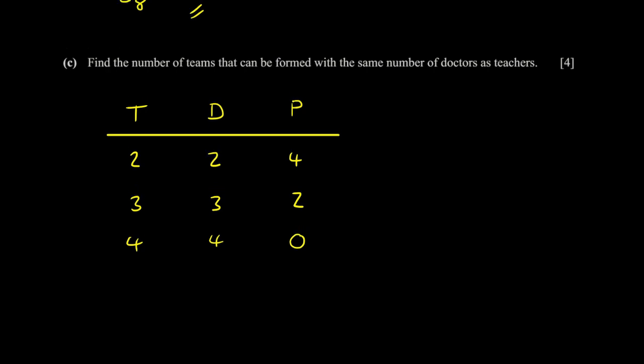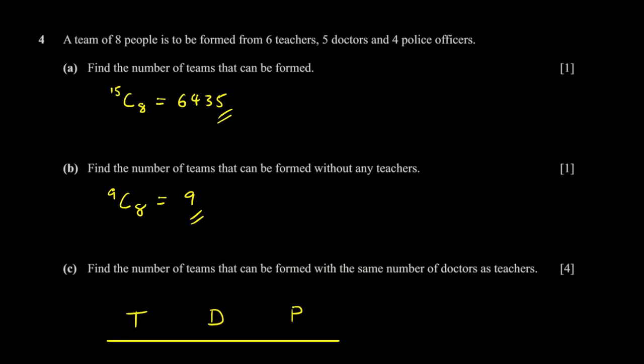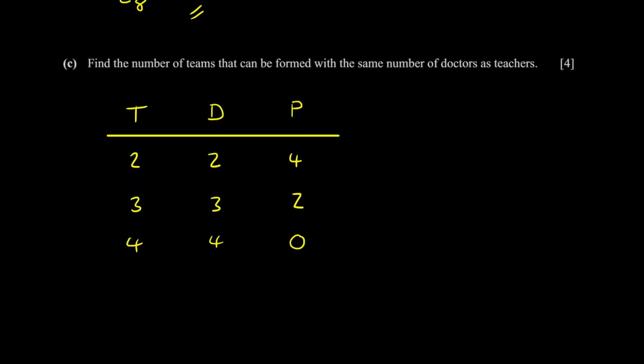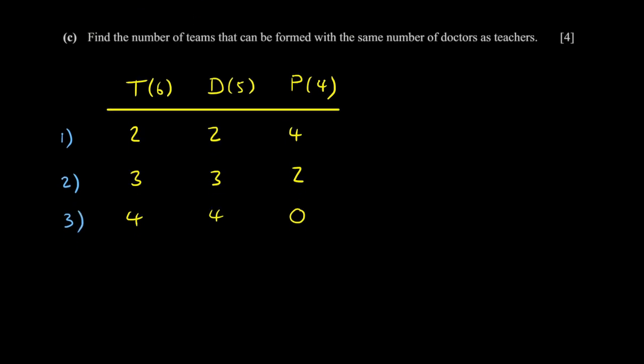Okay. Now, if we go back up to the top, we had 6 teachers, 5 doctors, 4 police officers. So I'll just put that in brackets there so I can see 6, 5, 4. Okay, so we've got 3 cases to consider. We've either got case 1, or case 2, or case 3. And basically then we've got to decide for each case how many ways can we do it. So how many ways can we get 2 teachers from 6? Well, that will be 6C2.